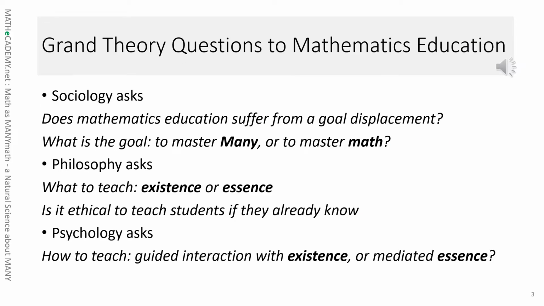Grand theory questions to mathematics education. Sociology asks, does mathematics education suffer from a goal displacement? What is its goal, to master many, or to master math? Philosophy asks, what to teach, existence or essence? And is it ethical to teach students if they already know? Psychology asks, how to teach? Guided interaction with existence, or mediated essence.